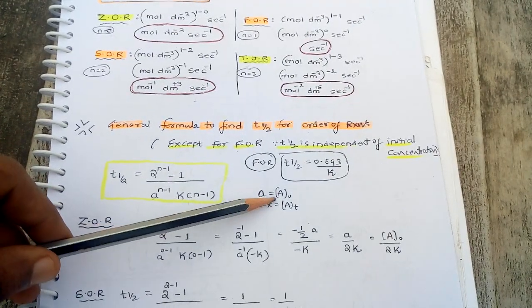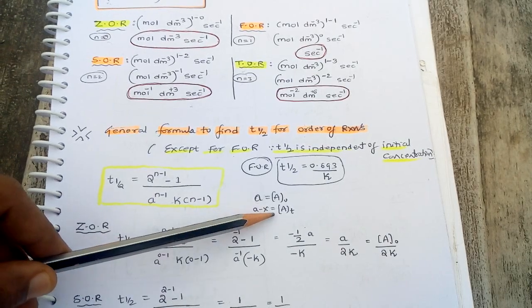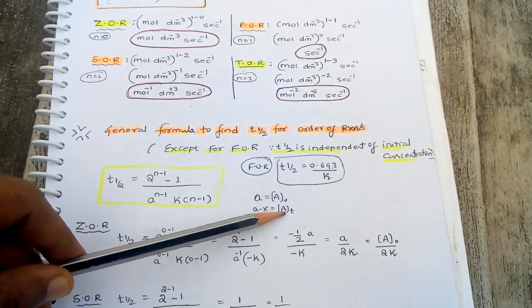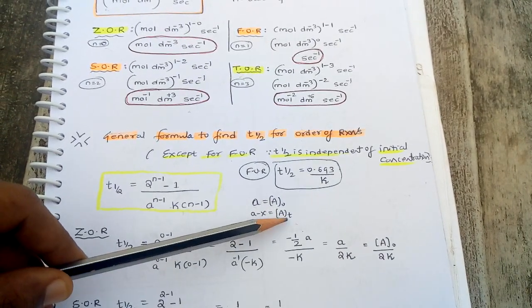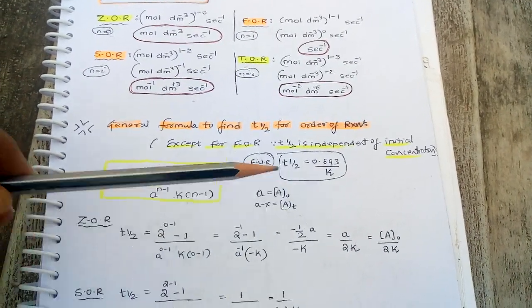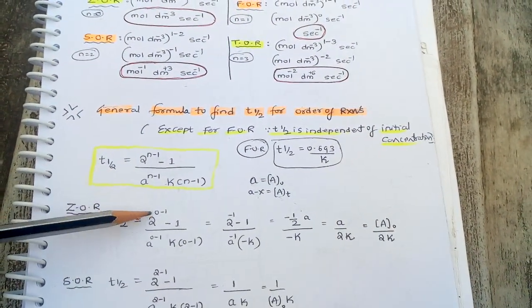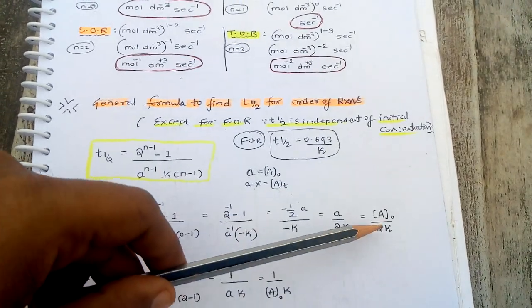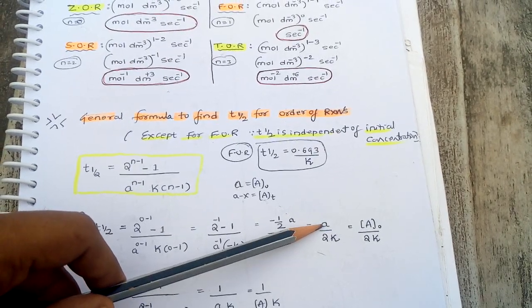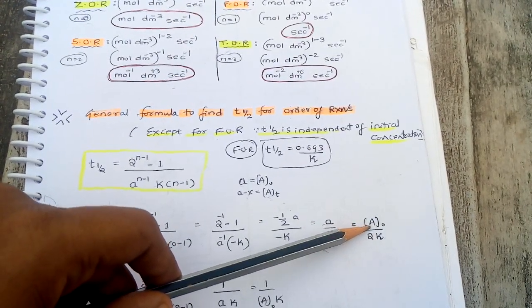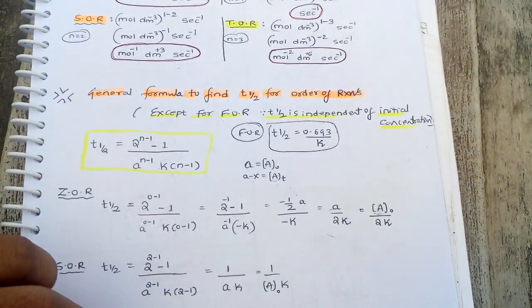In place of a, sometimes they will give concentration as capital A naught. For a minus x, the concentration at time t, meaning after some time whatever concentration is left, that is At. A naught is the initial concentration. For a zero order reaction, if you substitute n value as 0 in this formula, by calculating we will get a by 2K, or this initial concentration small a we can also write as concentration A naught by 2K.